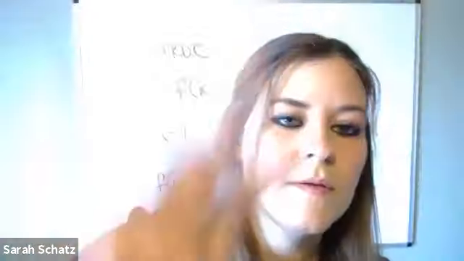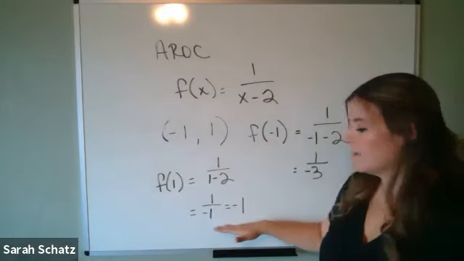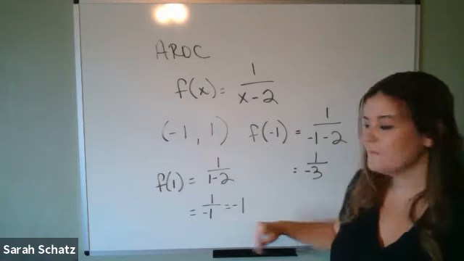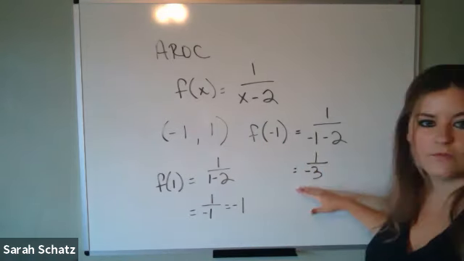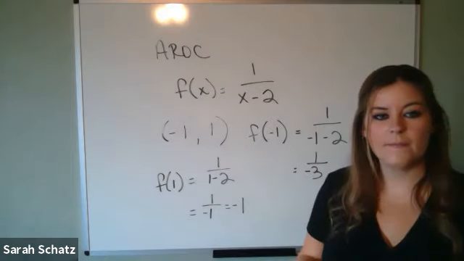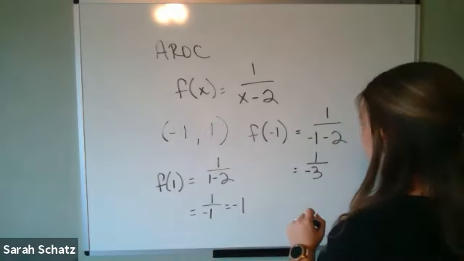All right, so let me get back to this problem. What I've done here is I found f of 1, and I got -1 as that answer. And then f of -1, I got -1/3. Is that what you got? I got those same answers, yes. Okay, cool. So now let's go to your average rate of change calculation.